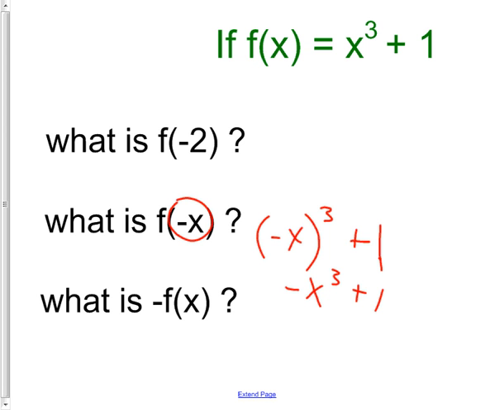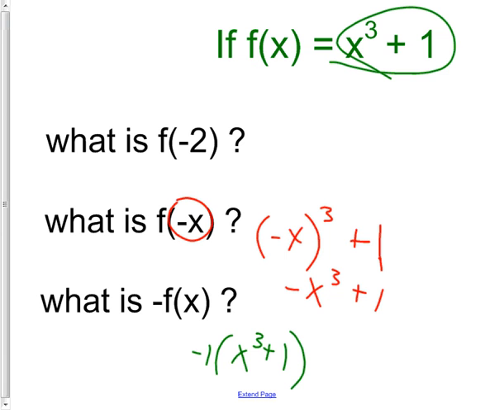Is that going to be different than this last one? All right, we'll find out. Negative f of x means negative 1 times, what's f of x? What's this? That's f of x. So I drop it in right here. x cubed plus 1. And what's that equal to? Negative x to the third plus 1. I'm sorry, minus 1.